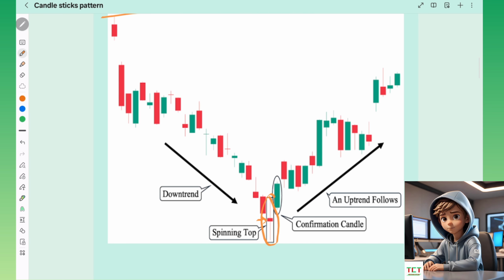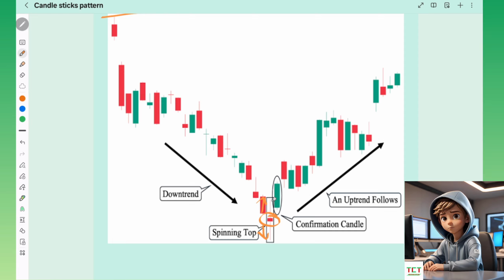Now here's what's happening in the market when this forms. Both buyers and sellers are fighting. Sellers push the price down, creating the lower wick, but then buyers push it back up. Then buyers try to push it higher, creating the upper wick, but sellers bring it back down. So the candle ends up with a small body and long shadows on both sides, showing that neither buyers nor sellers could win.